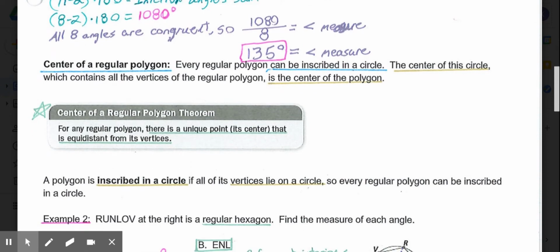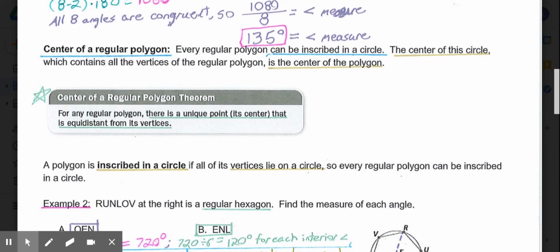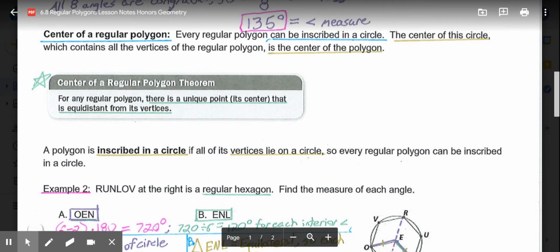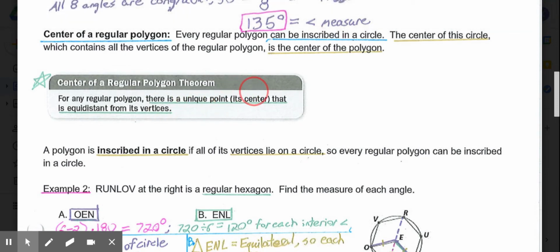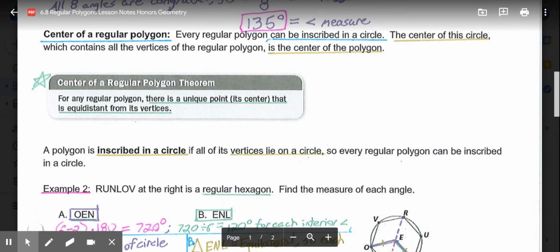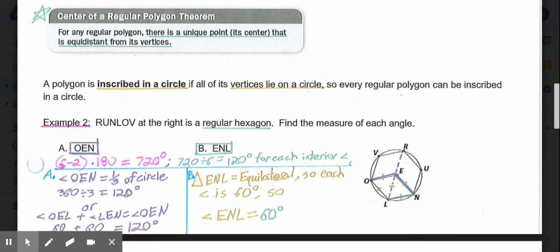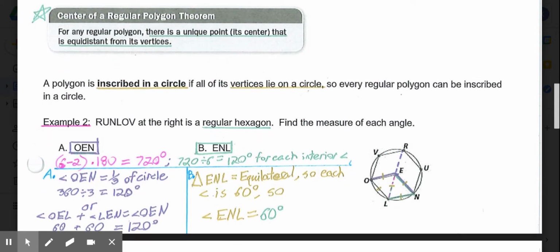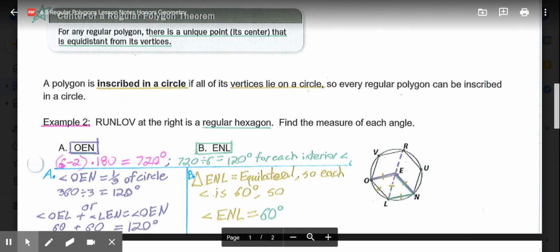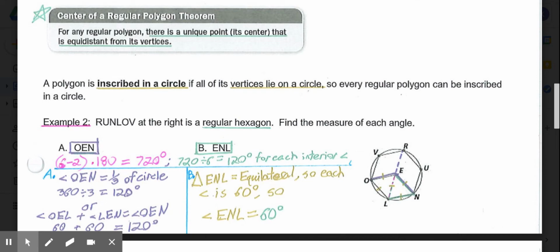So then we have the center of a regular polygon theorem, which reads for any regular polygon, there is a unique point, its center, that is equidistant from all the vertices. So the center point of a regular polygon is the same distance from all the vertices. A polygon is inscribed in a circle if all the vertices lie on the circle, so every regular polygon can be inscribed in a circle. So again, refresher on what it means to be inscribed. All the vertices lie on the circle.